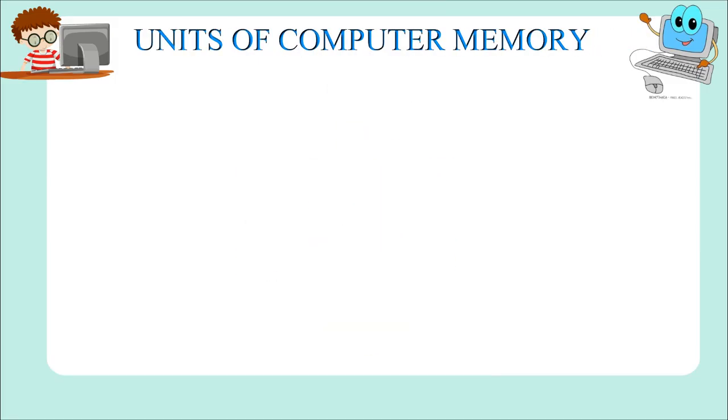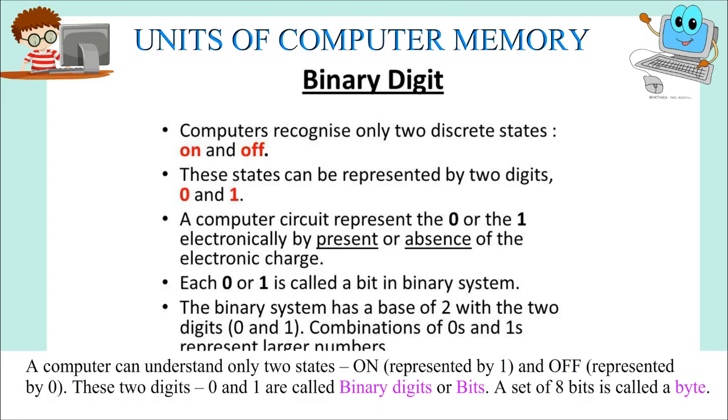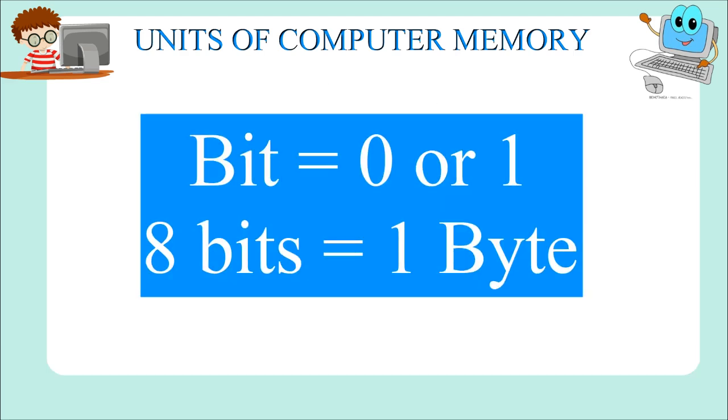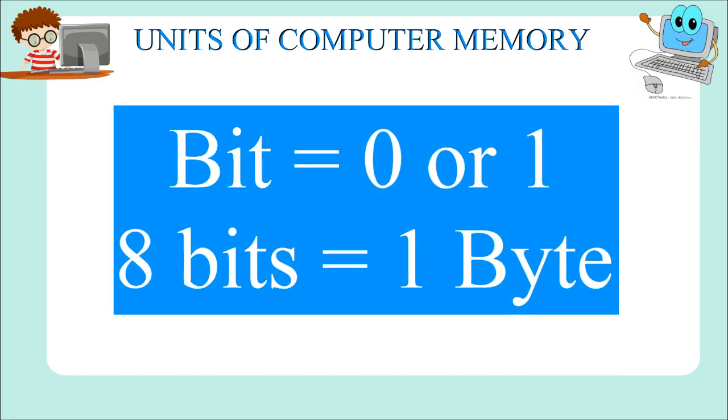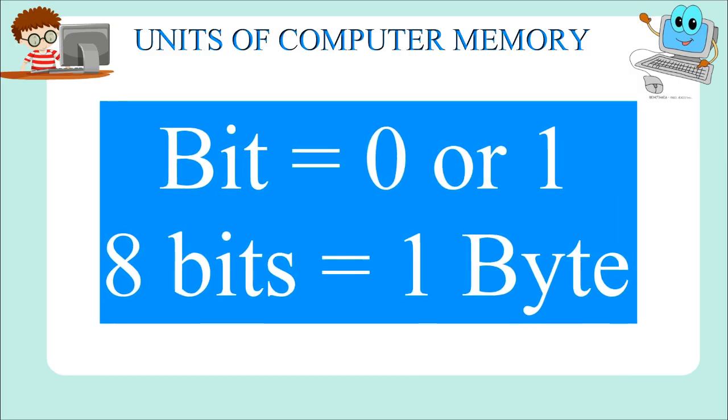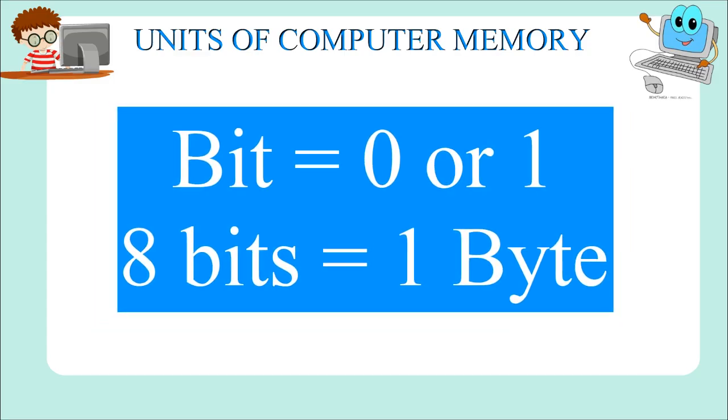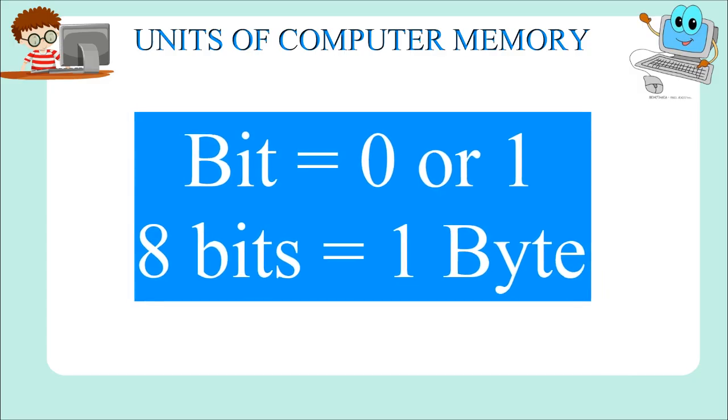Units of computer memory. A computer can understand only two states: on, represented by 1, and off, represented by 0. These two digits, 0 and 1, are called binary digits or bits. A set of 8 bits is called a byte. Tech fact: a byte of memory is used to store a single character, a letter or a number. A bit is equal to 0 or 1. 8 bits is equal to 1 byte.